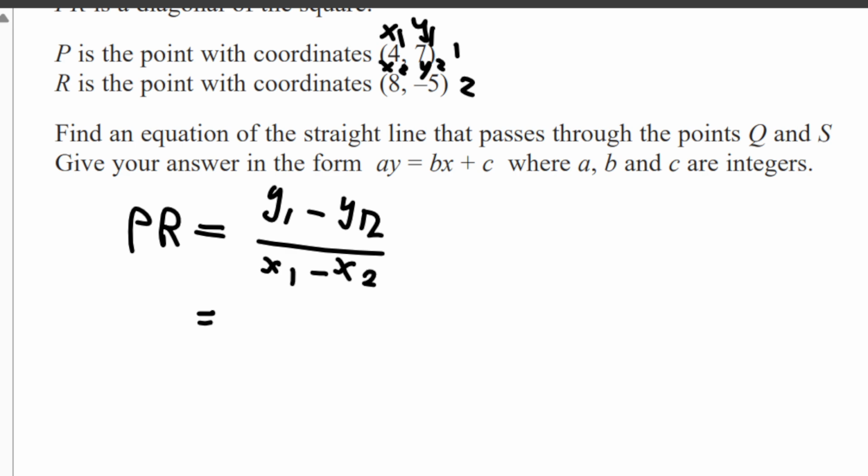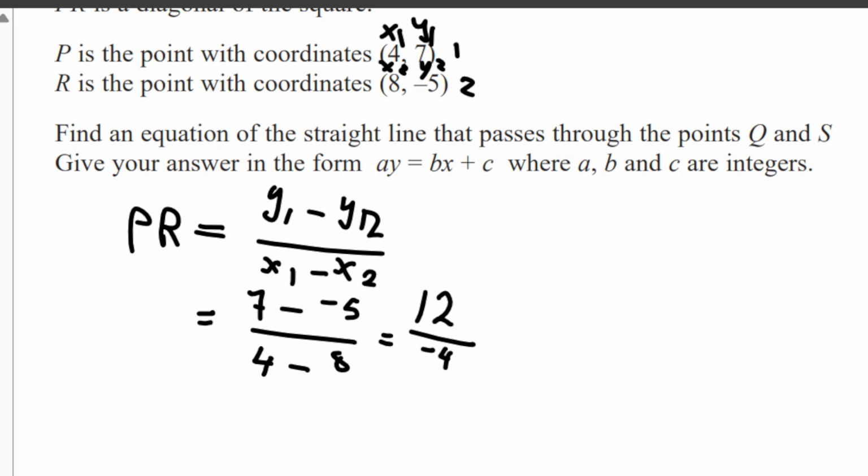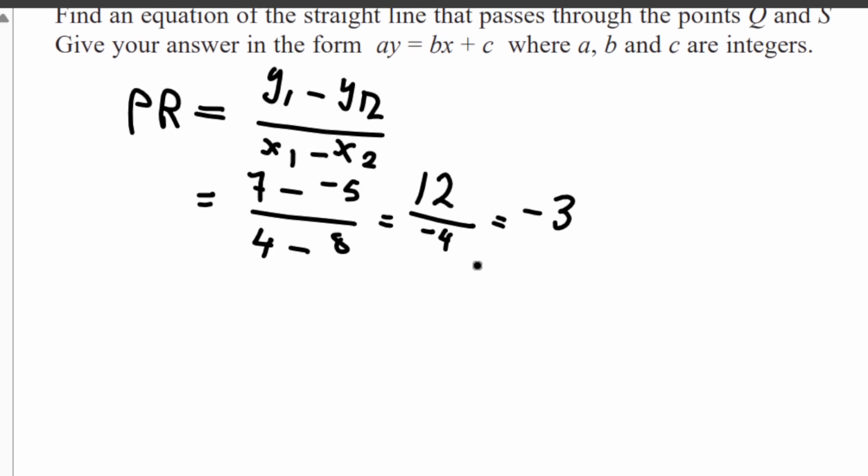So y1 is 7 minus y2 which is minus 5, divided by x1 which is 4 minus x2 which is 8. So it's 7 minus minus 5, which is 7 plus 5, which is 12, divided by 4 minus 8, which is minus 4. So that gives you -3. It's calculator allowed, so don't worry. You can just plug this in the calculator.